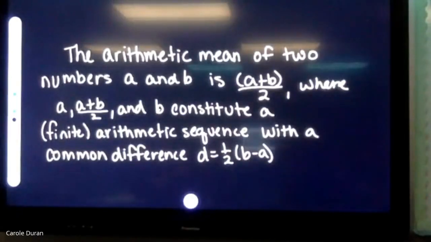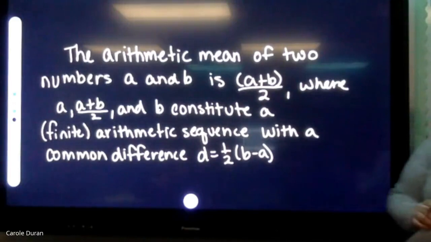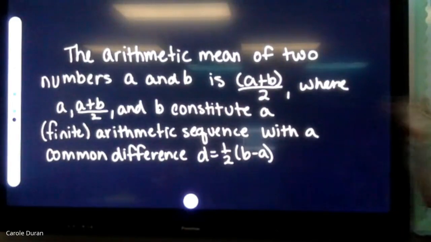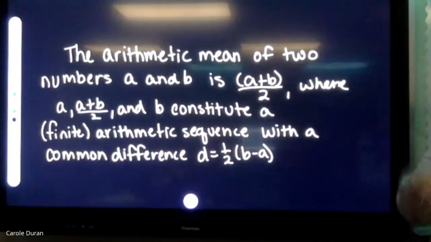Okay, so the arithmetic mean of two numbers A and B is the sum of A and B divided by 2, so it's their average, where A, that average, and B constitute a countable arithmetic sequence with a common difference of D equals that average of B minus A over 2. I know that sounds really, really confusing. Of course, we're going to do some examples where it's going to make more sense.